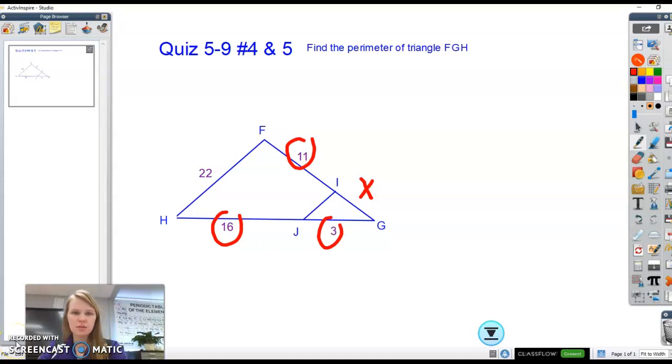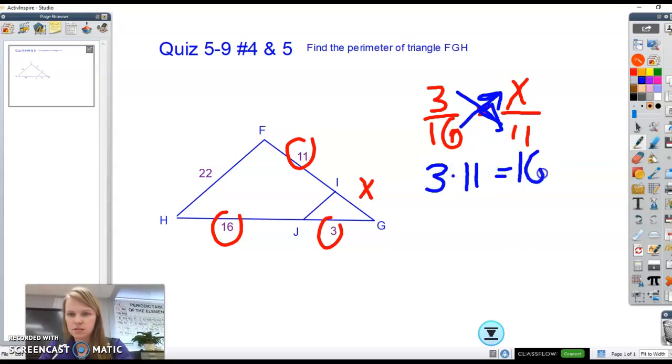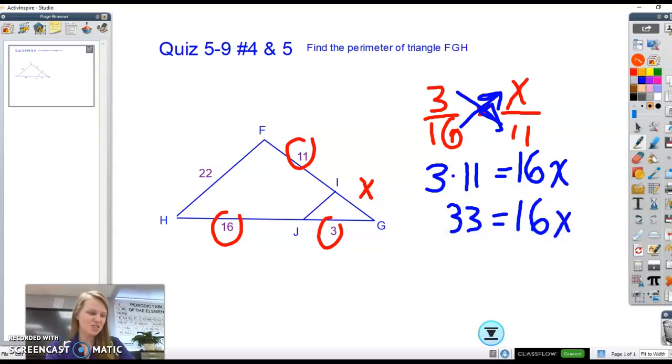So I'm going to set up a proportion. I'm going to put 3 over 16, and then x over 11. Then we're going to do our regular cross multiply and divide. So when I cross multiply and divide, I'm going to cross multiply 3 times 11, 16 times x, and then 3 times 11 is 33, right? Equals 16x.